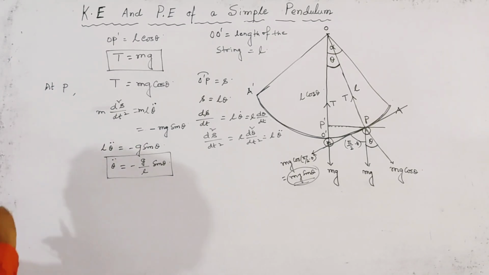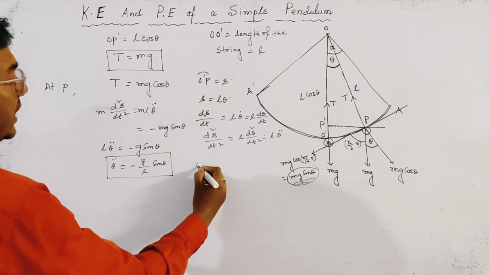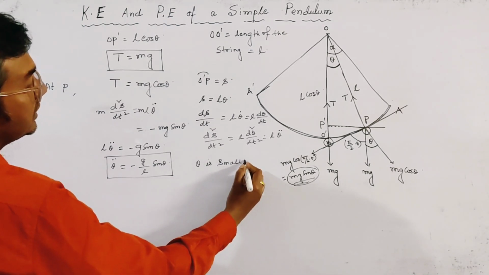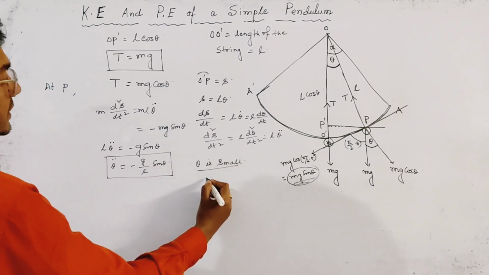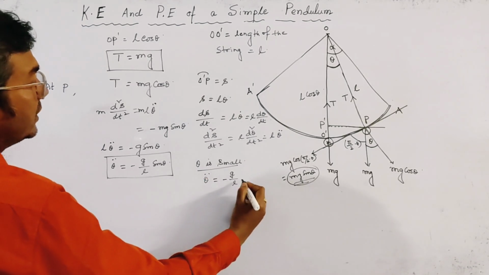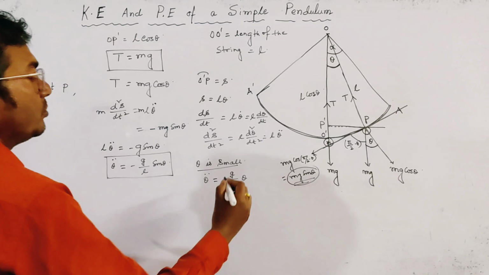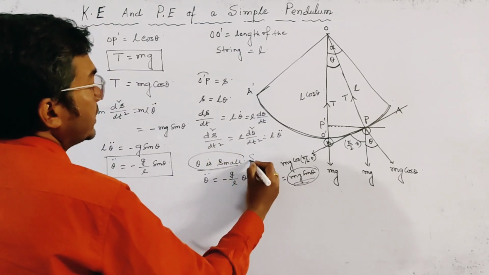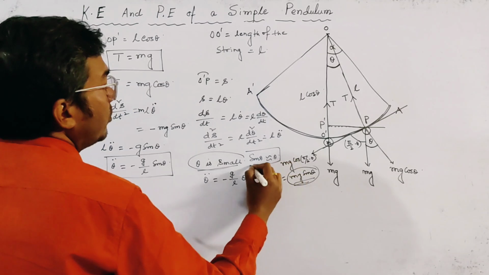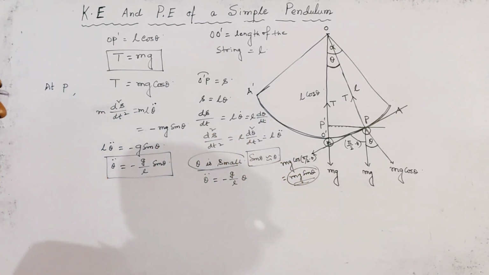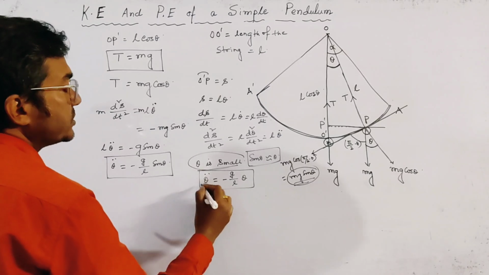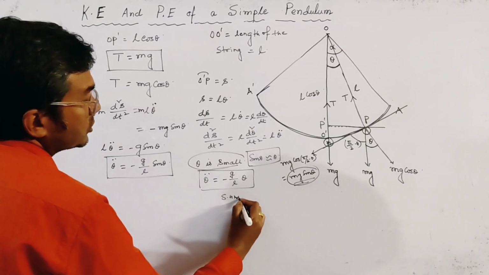Okay, and from here, if theta is very small, then in this case theta double dot is equal to minus g by L into theta, because for small theta we know that sin theta is nearly equal to theta from the infinite expansion of sin theta, and this is the equation of simple harmonic motion.